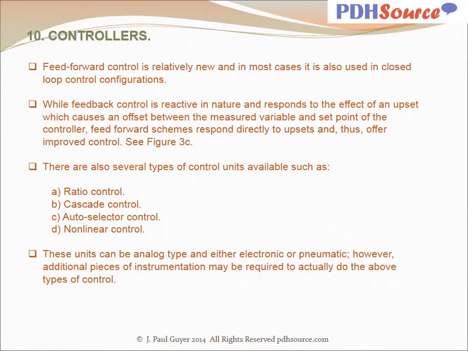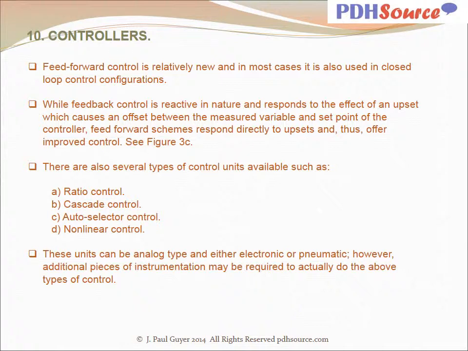Feed-forward control is relatively new, and in most cases it is also used in closed-loop control configurations. While feedback control is reactive in nature and responds to the effect of an upset which causes an offset between the measured variable and set point of the controller, feed-forward schemes respond directly to upsets and thus offer improved control. See Figure 3C. There are also several types of control units available, such as ratio control, cascade control, auto select control, and nonlinear control. These units can be analog type and either electronic or pneumatic.